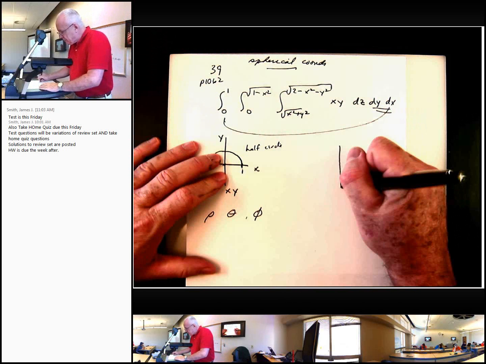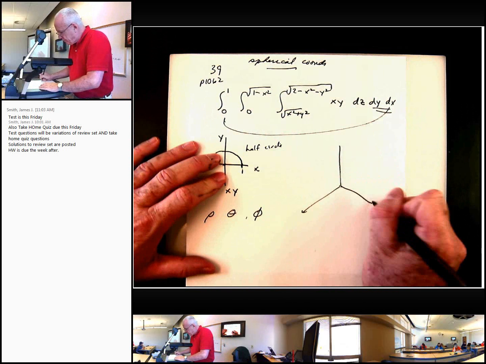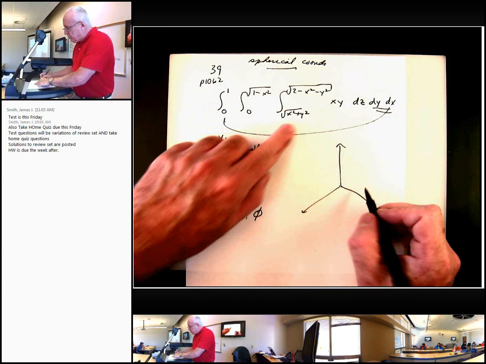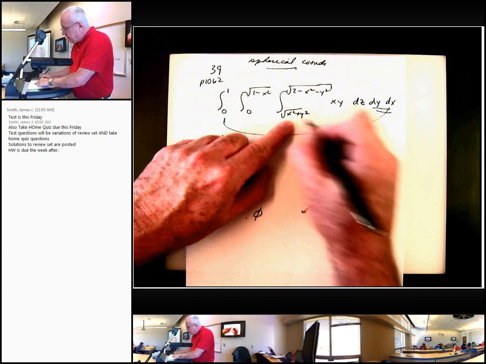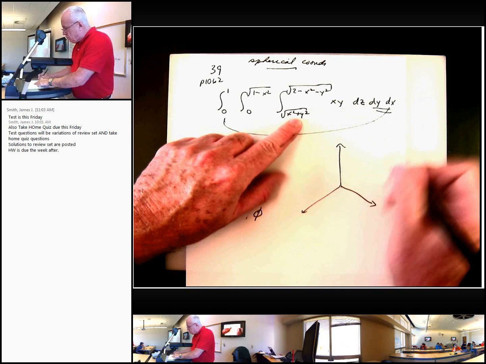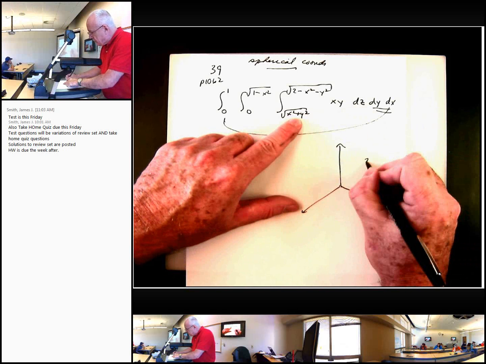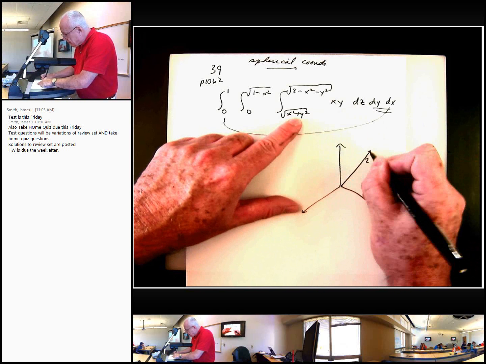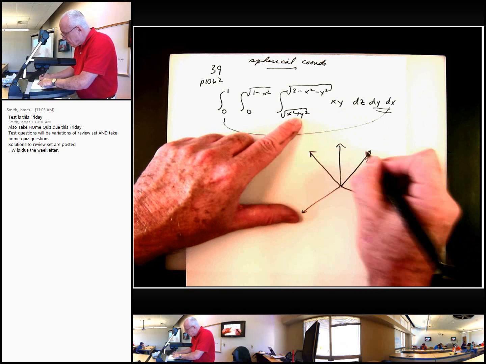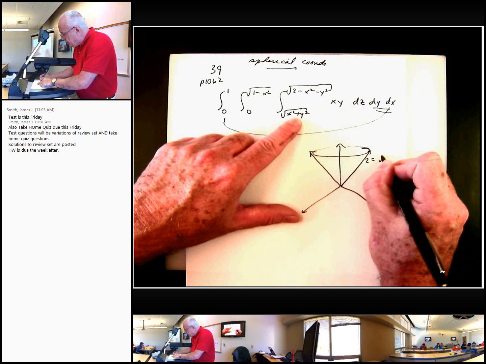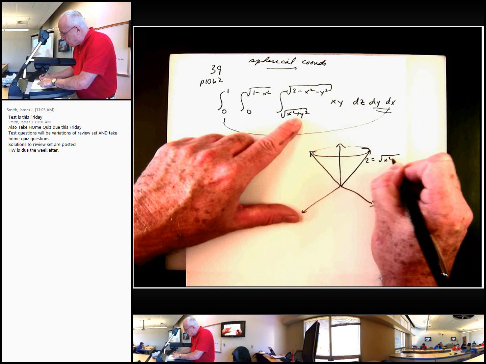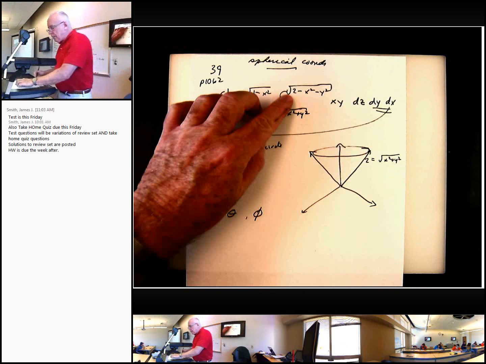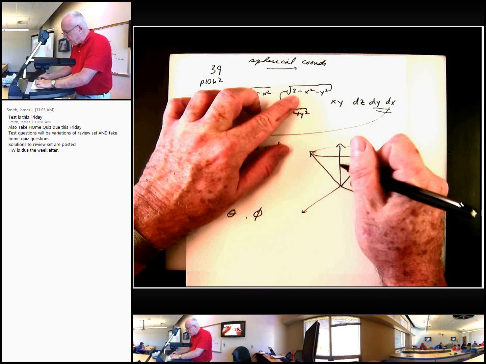Let's see what this thing kind of looks like. So z is going from the square root of x squared plus y squared. This is a cone, like this. Z equaling the square root of x squared plus y squared. That's the lower part. The upper part is a sphere.